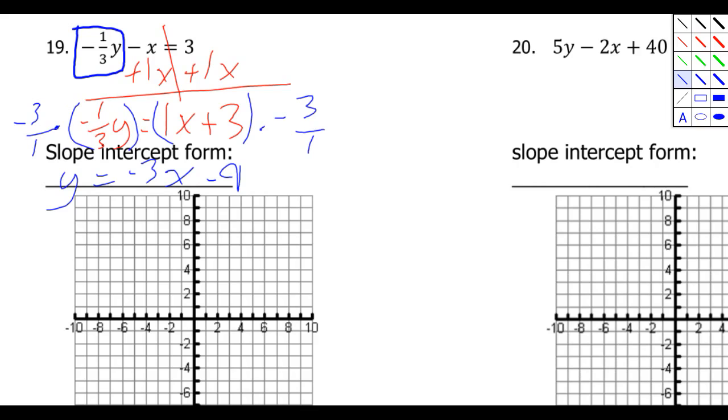Now notice, I multiplied by negative 3 over 1. You could have, and probably most of you are just asking me right now, can I just divide by negative 1/3? Yes, as a matter of fact, you can. They're exactly the same.